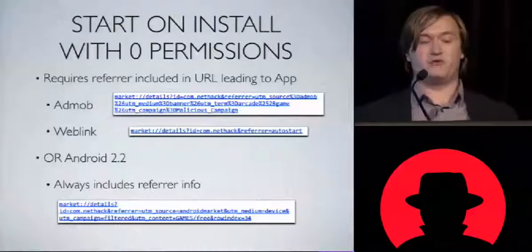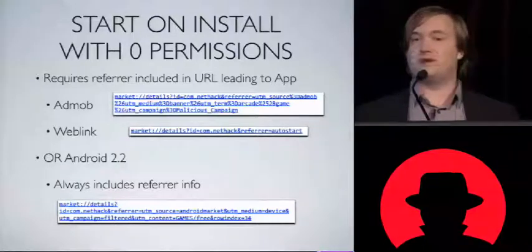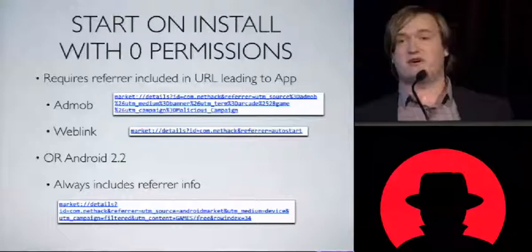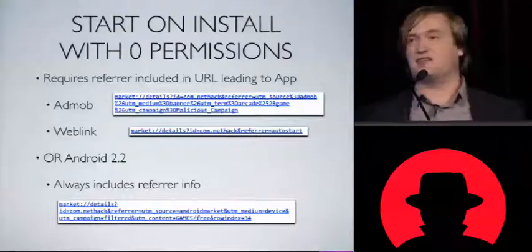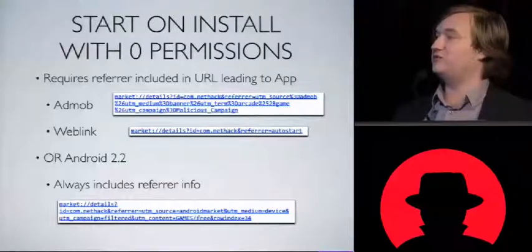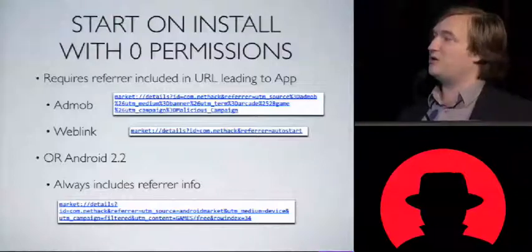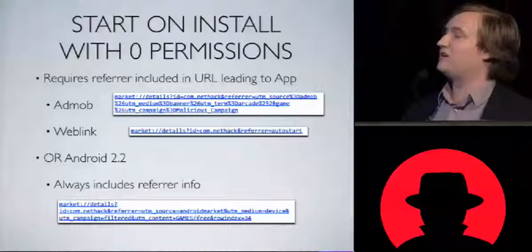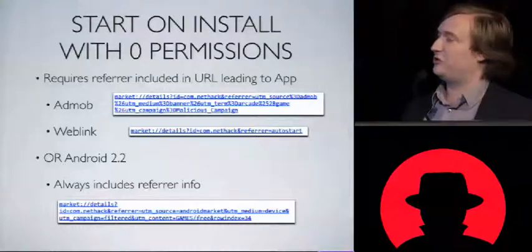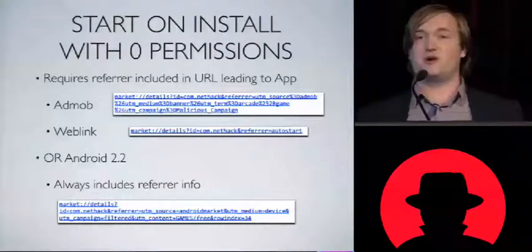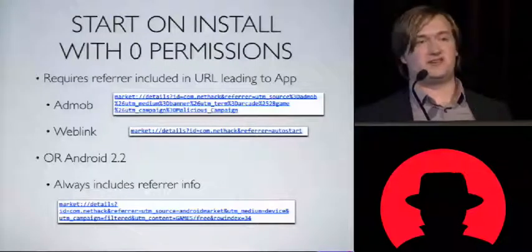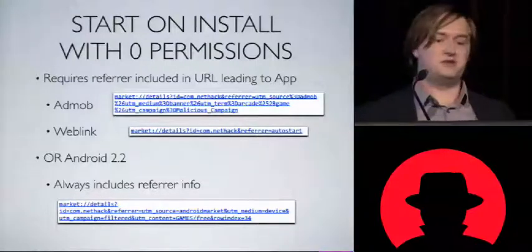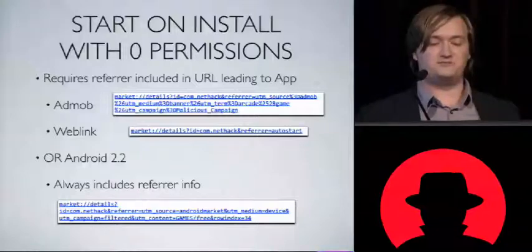It would work if you clicked on an AdMob link or a web link with any sort of referrer information attached to it. However, in Android 2.2, they actually added a new feature that always includes a referrer. In this case, it tells me that I downloaded this app from the games category in the free section, and it was the 34th item on the list. So as of Android 2.2, you can expect this to work on every single download of your application.